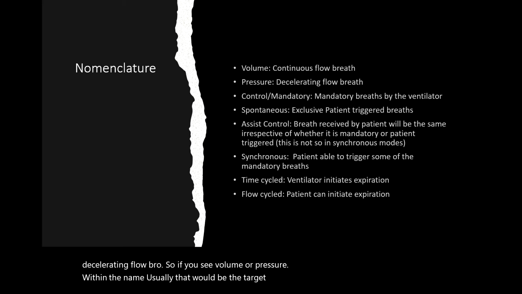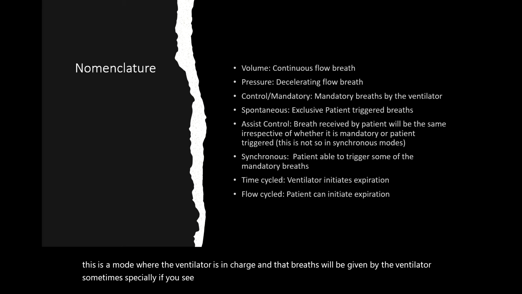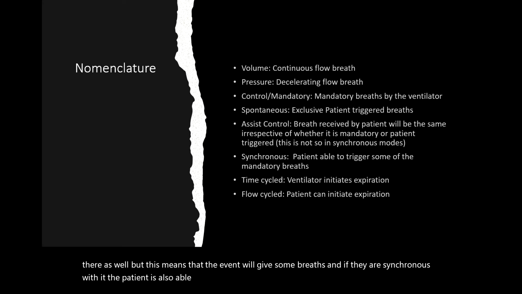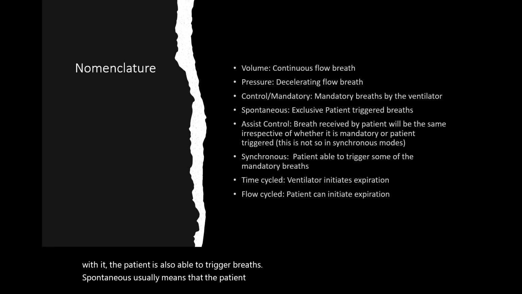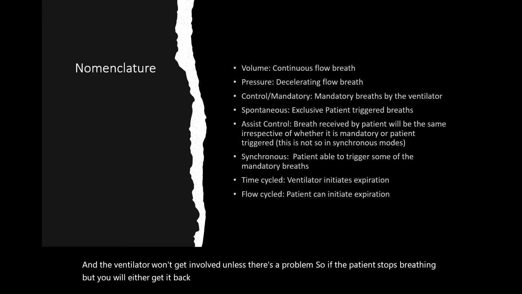So if you see volume or pressure within the name, usually that would be the target. Control or mandatory usually means that this is a mode where the ventilator is in charge and that breaths will be given by the ventilator. Sometimes, especially if you see mandatory in the name, you can see things like synchronous in there as well. But this means that the ventilator will give some breaths, and if they're synchronous, the patient is also able to trigger breaths. Spontaneous usually means that the patient has exclusive right to trigger breaths, and that the ventilator won't get involved unless there's a problem. So if the patient stops breathing, you'll either get a backup rate with a lot of the neonatal ventilators or some form of apnea ventilation in the ventilators that we use on the pediatric unit.